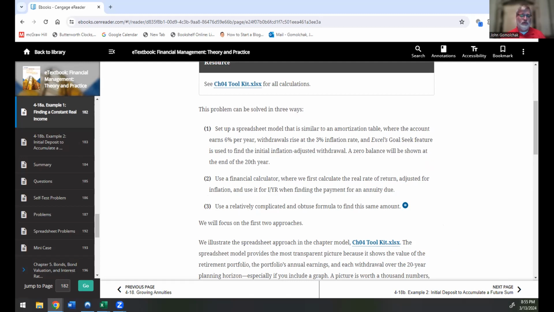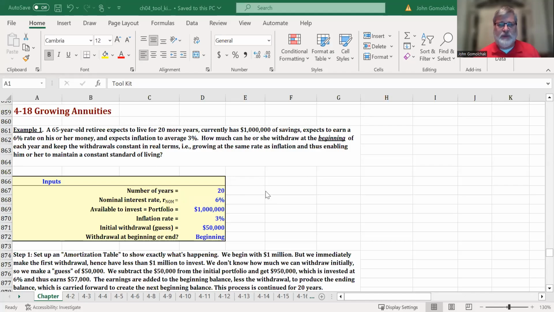So let's go look at how we make this work using a spreadsheet. All right, so this is the spreadsheet tool that was given to us by the publishers. And this is the example that was just given to us in the book. Number of years is 20. Nominal rate is 6%. Available to invest is 1 million. Inflation rate is 3%. The initial guess of withdrawal is $50,000. Basically, they took the 1 million and divided by the 20 and came up with the 50,000.